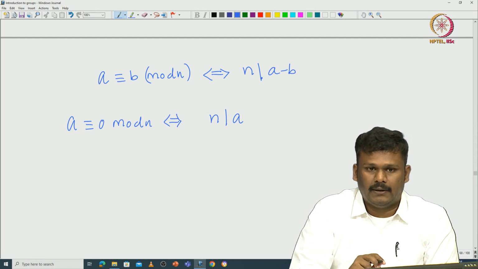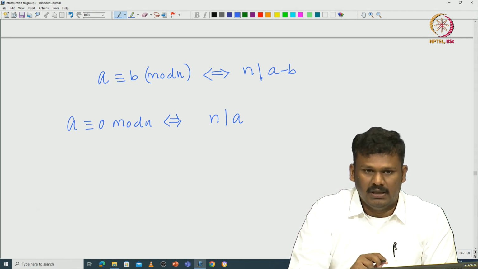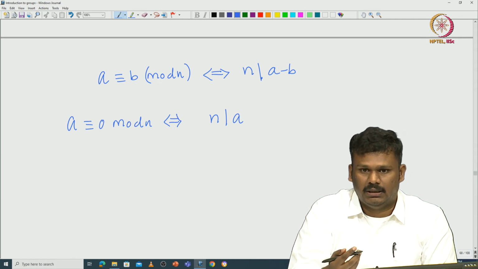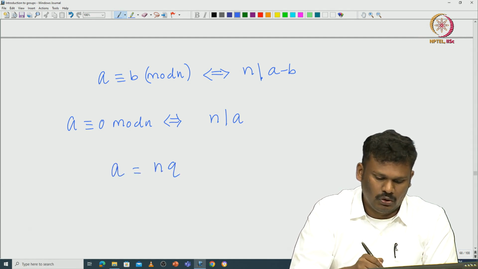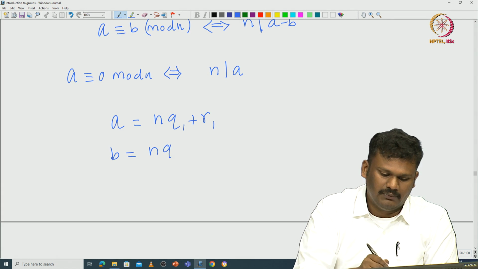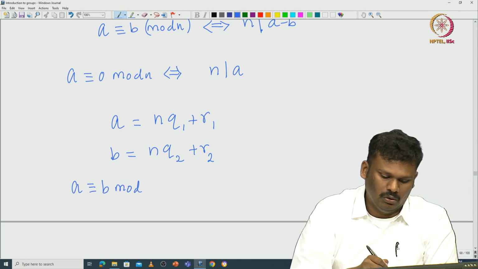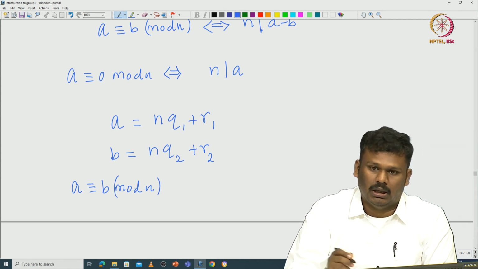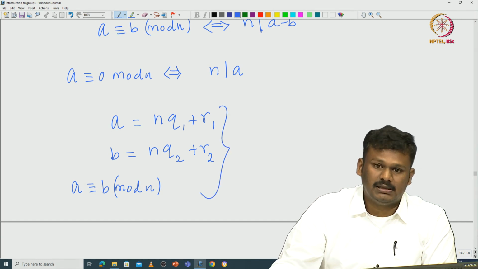If you think about it, if A is congruent to B modulo n, the remainder that you get from A by dividing by n and the remainder that you get from B by dividing by n will be the same. Because A will be equal to some n times q1 plus r1, and B will be equal to some n times q2 plus r2. So, what I want to say is, if A is congruent to B modulo n, then r1 and r2 must be the same. Why?